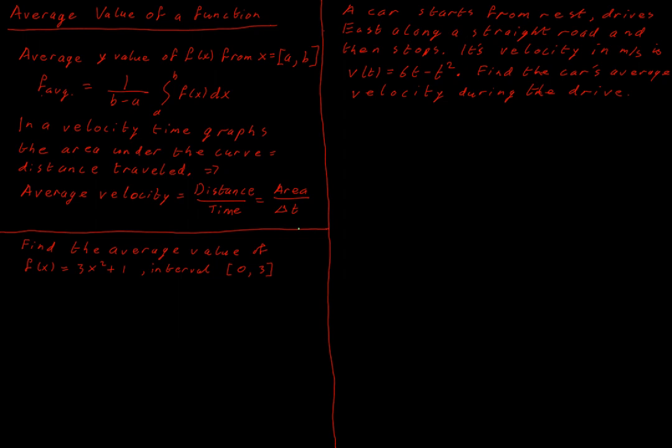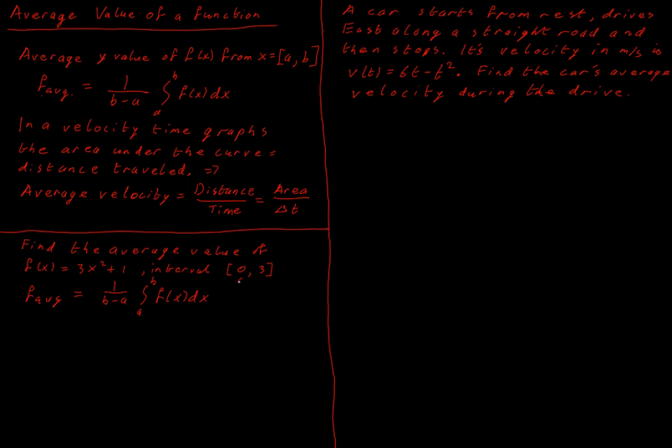Let's use the formula and just see what it looks like when we use it. So find the average value of f of x is equal to this on the interval 0 to 3. So all we're looking for then is the average y value of this function from x is 0 to x is 3. So let's sub into our formula. F average is going to write down your formula, because again, this is not in the log tables. It's very important we take every opportunity to get it well ingrained in our minds.